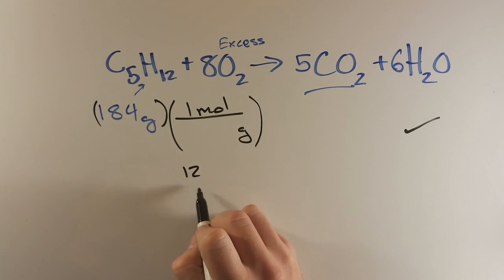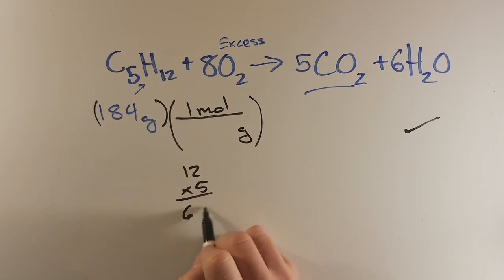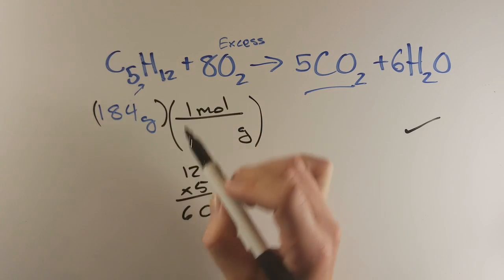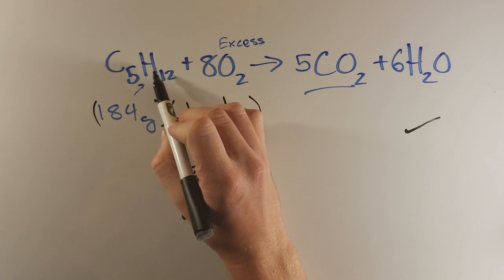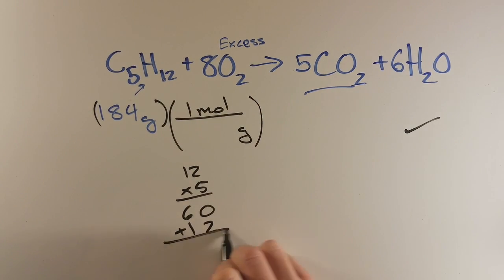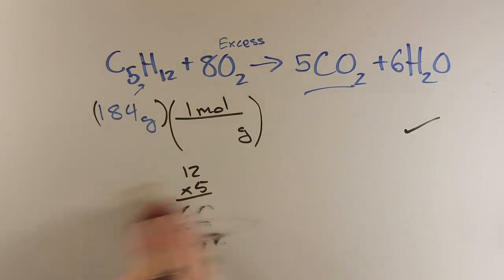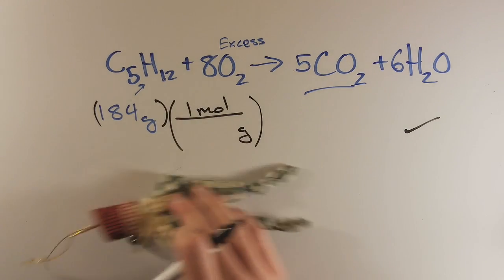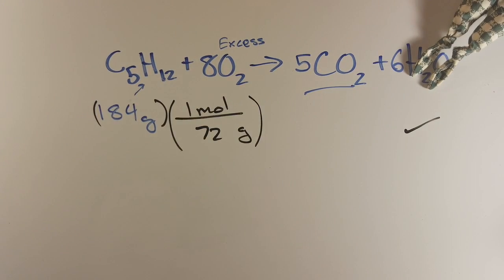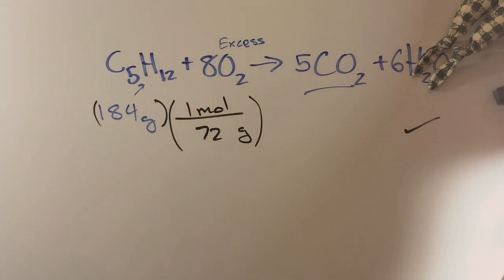Carbon has a molar mass of 12. 12 times 5, 60. Hydrogen's molar mass of 1 times 12 is 12. We add it up. We have 72. Awesome. So let me just erase this. Oh, that's not the best eraser today, huh? Oh well. 72 grams. So we're going to have to do a little bit of division.